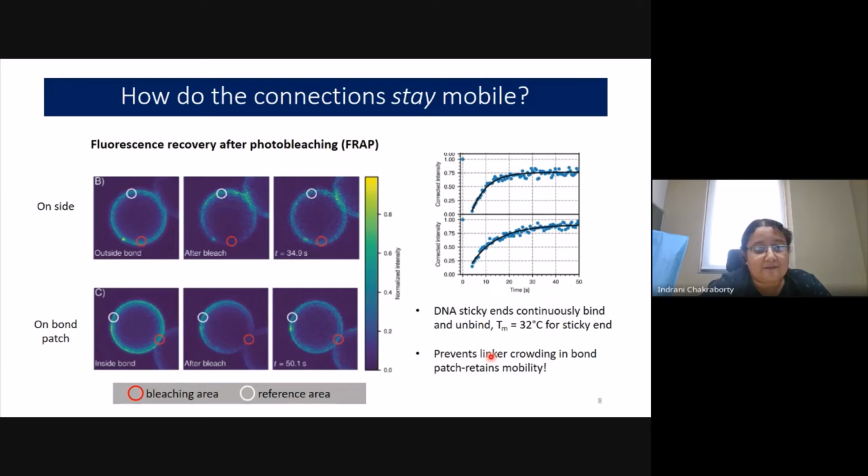The sticky ends will continuously bind and unbind, and that will provide a sort of a steady state where some linkers are binding and some linkers are detaching. So we verified this using a fluorescence recovery after photobleaching, a FRAP experiment, where we bleached a portion of the side of one of the colloids and also the bond patch region of the colloids. And in either case, we saw that the fluorescence recovered, indicating that the bonds are broken and diffuse away, while new linker molecules diffuse into the bond patch area, making new bonds. So this is what keeps the connection mobile.